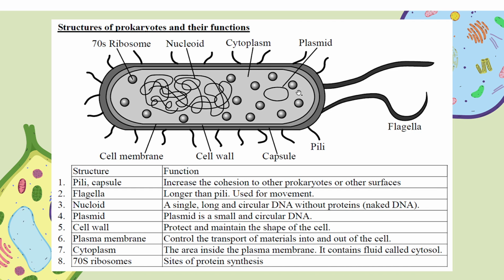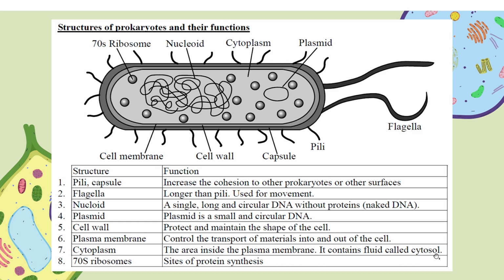Plasmid is a small circular DNA, and it has a cell wall. The cell wall protects and maintains the shape of the cell. There's a plasma membrane, which controls the transfer of material into and out of the cell. And the cytoplasm is the area inside the cell membrane, and it is filled with cytosol.